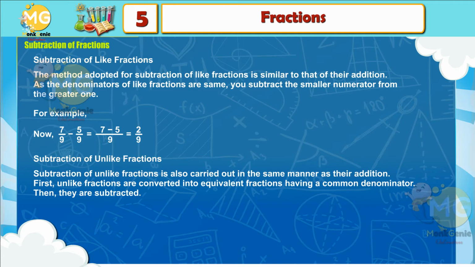Subtraction of unlike fractions. Subtraction of unlike fractions is also carried out in the same manner as their addition. First, unlike fractions are converted into equivalent fractions having a common denominator. Then, they are subtracted. 3 upon 4 minus 1 upon 2 equal to 3 multiplied by 1 minus 1 multiplied by 2 upon 4 equal to 3 minus 2 upon 4 equal to 1 upon 4.